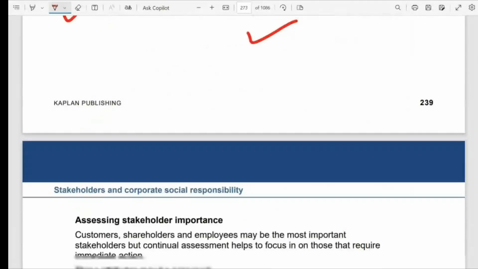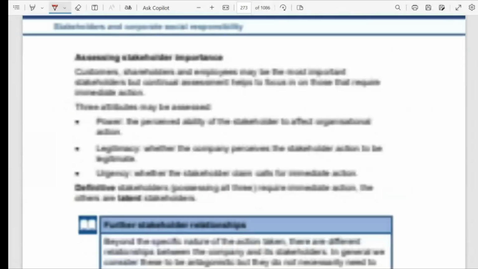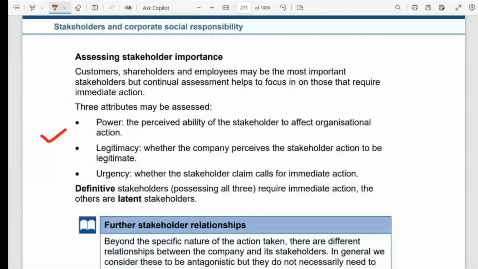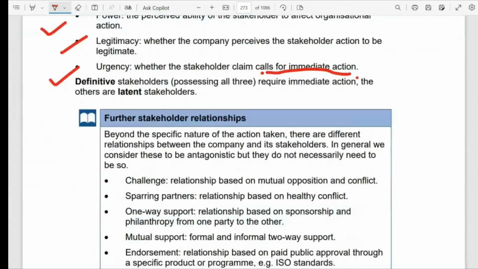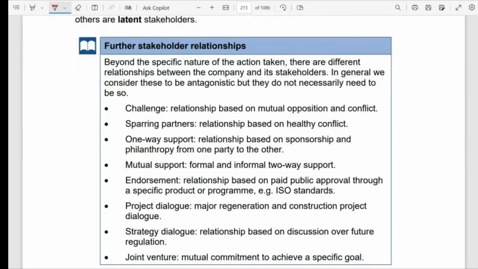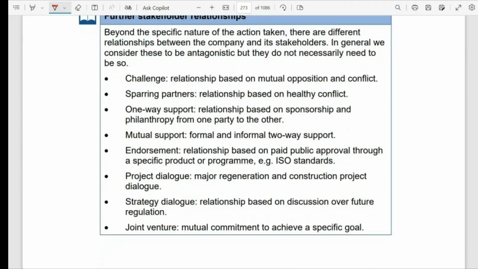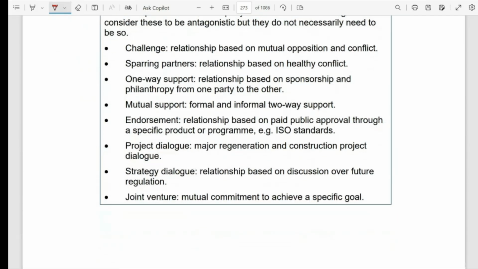This is under the model: assessing stakeholder importance. So three attributes are there that may be assessed: power, legitimacy, and urgency, that is, whether the stakeholder claim calls for immediate action. A definitive stakeholder possesses all three requirements and requires immediate action. These are the stakeholder relationships which you need to understand and go through. This is the reading part.